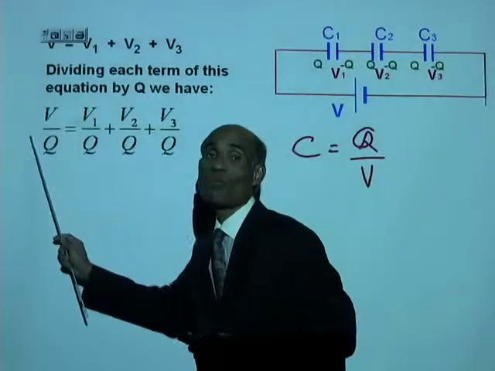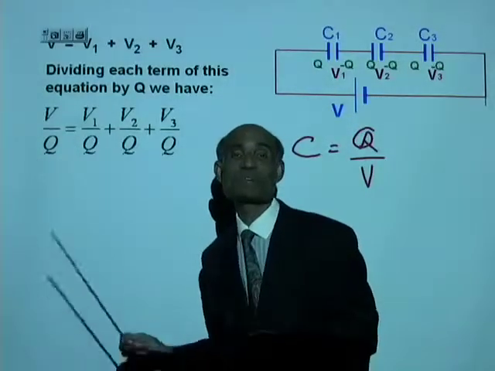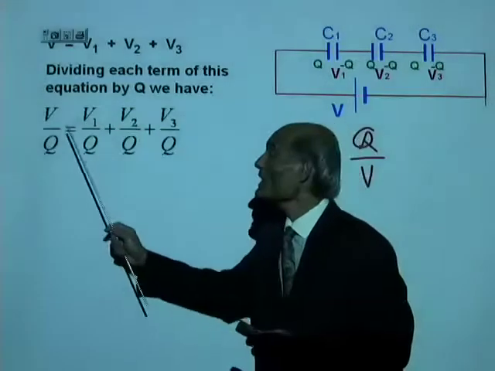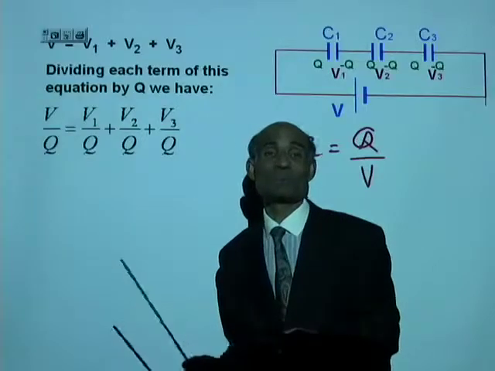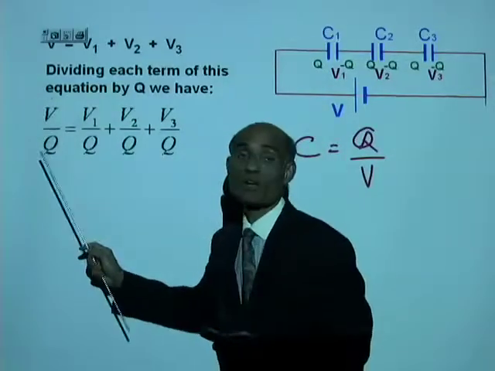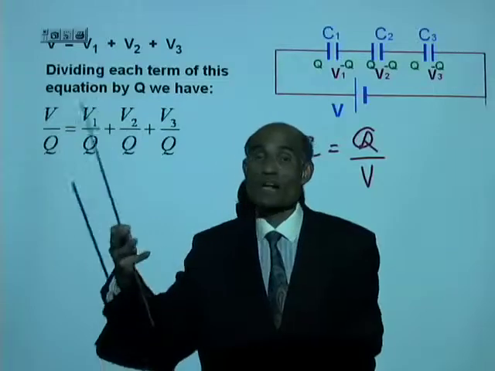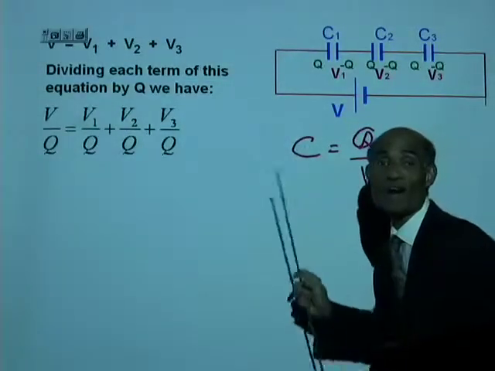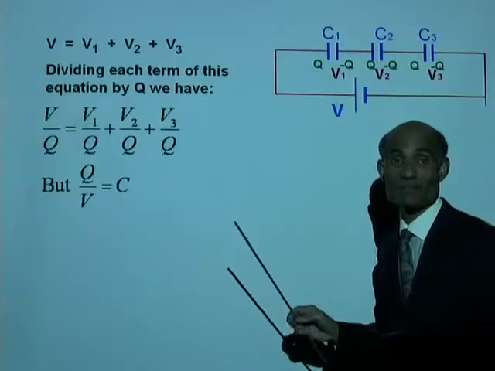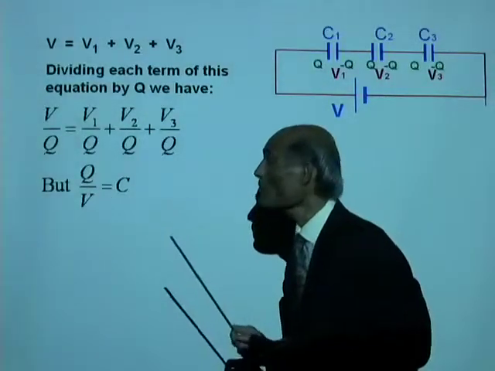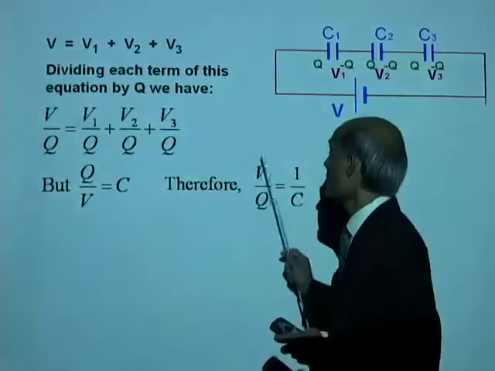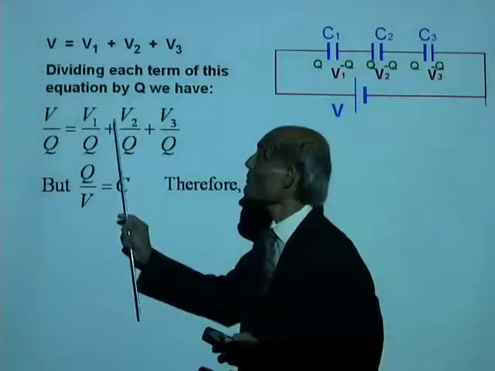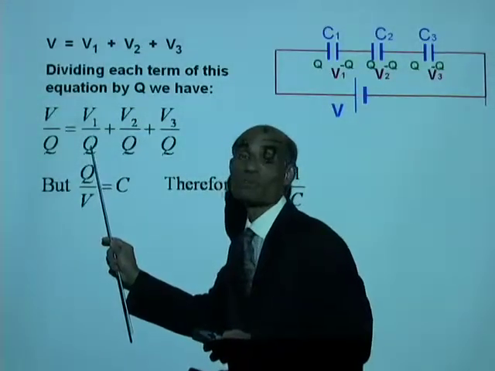Therefore, can you tell me what is this V over Q equal to? If Q over V equal to C, what is V over Q equal to? V is the total potential and Q is the total charge. Therefore, V over Q must be 1 over C. Is that right? Yes. So because Q over V equal to C, then V over Q must be equal to 1 over C. And what will then be V1 over Q?